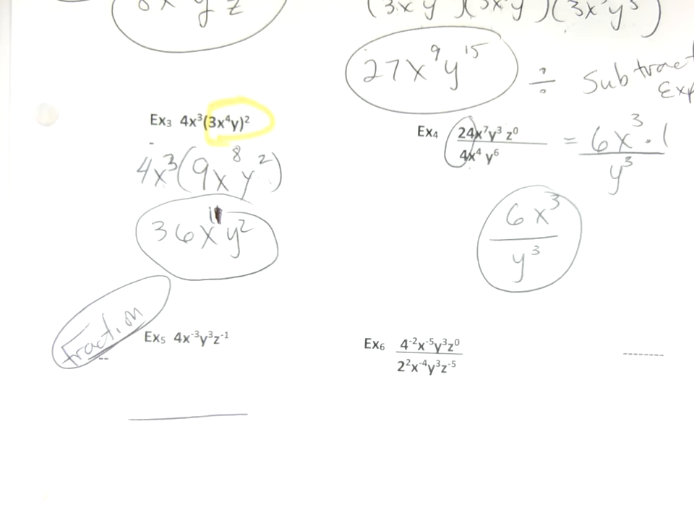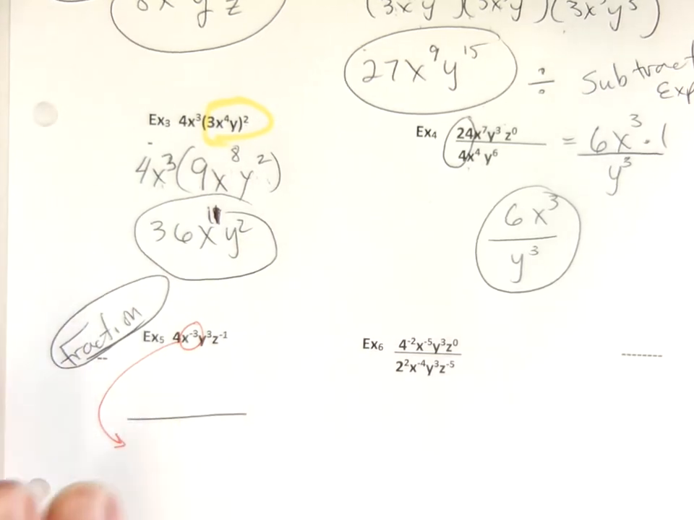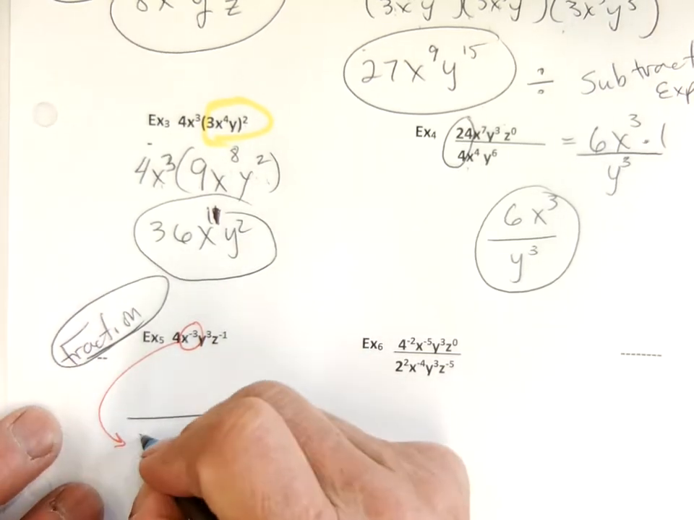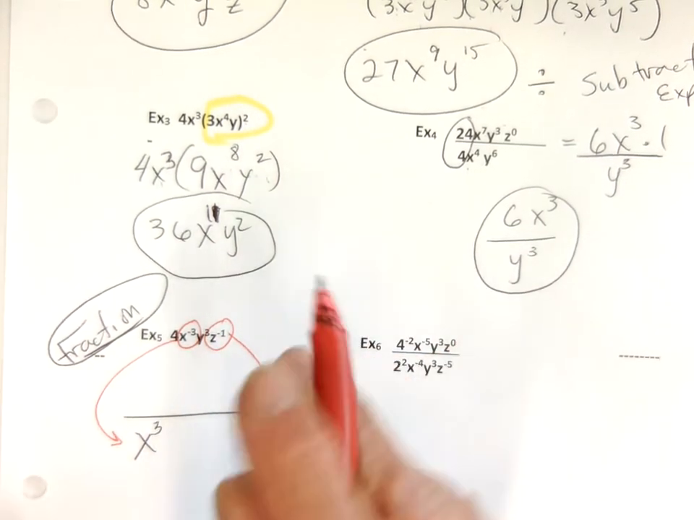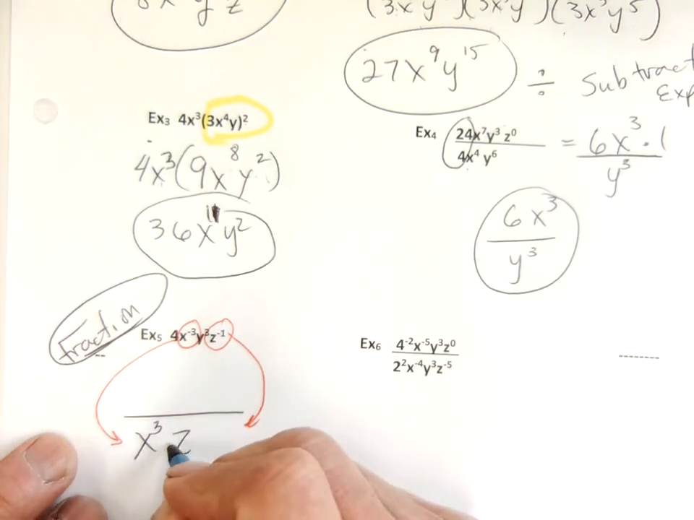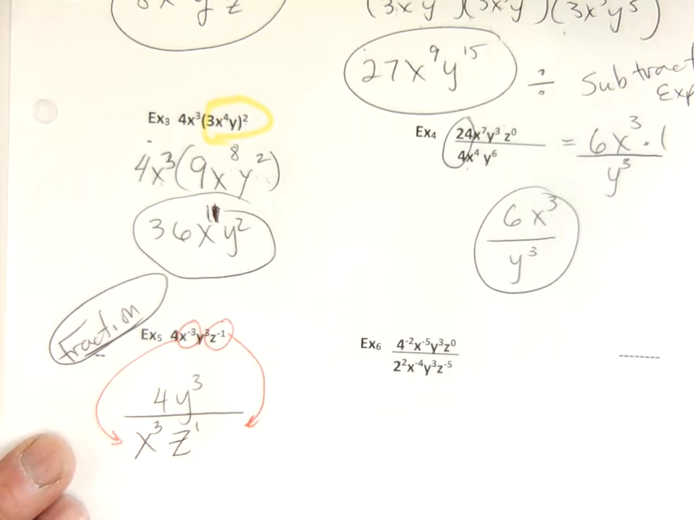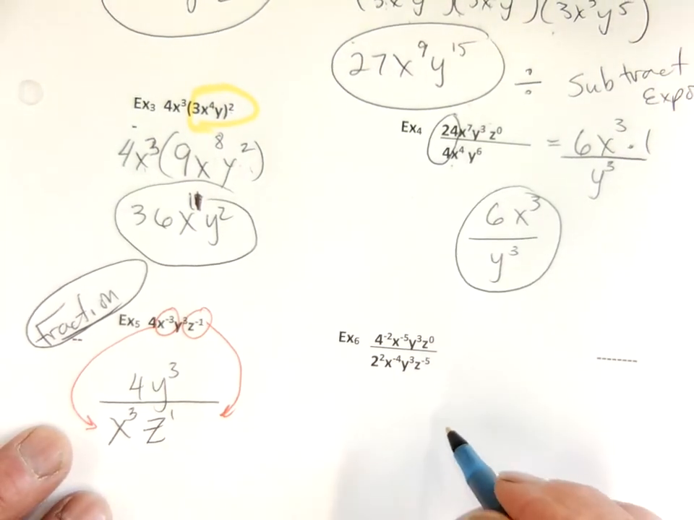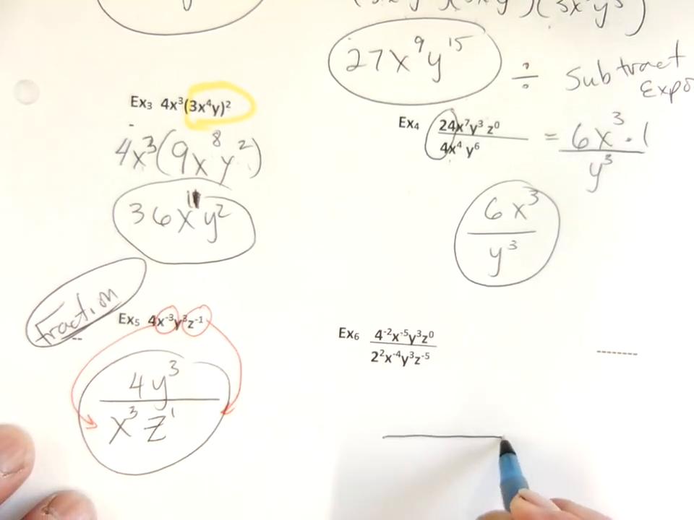So I'm going to bring down 2 things. The x to the negative 3 comes down as an x to the positive 3. The z to the negative 1 comes down as a z to the positive 1. Okay? Now the 4y cubed just stays where they are because they're not negative. Don't move them unless they're negative.